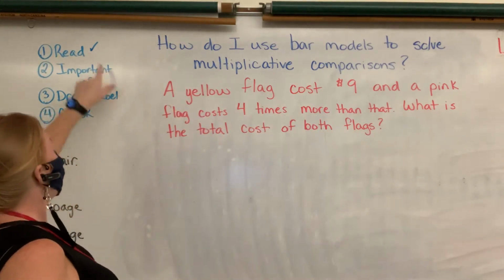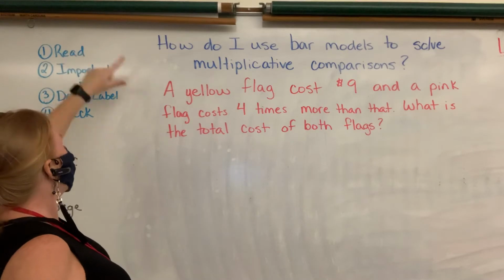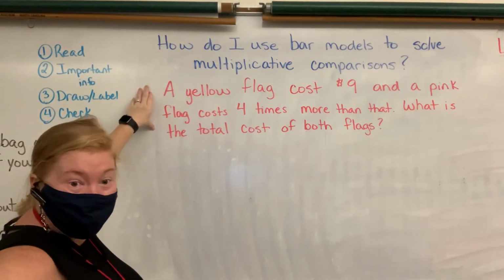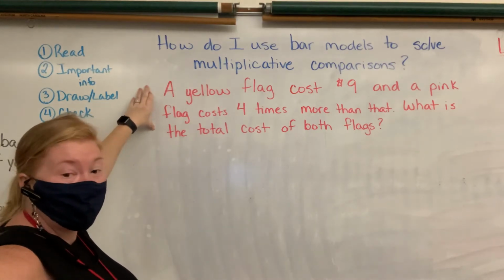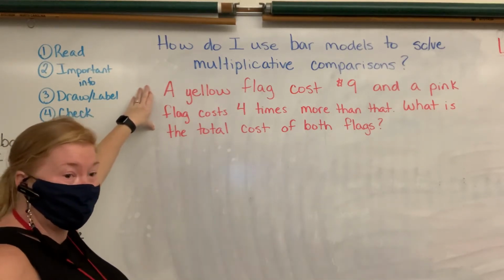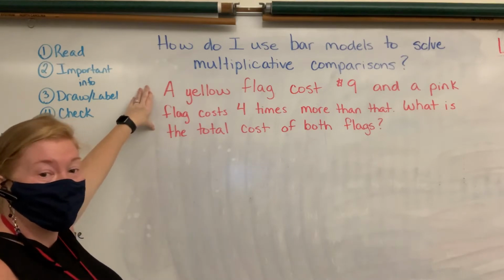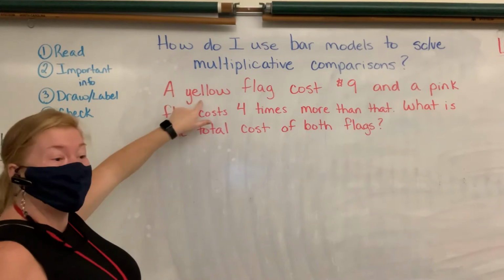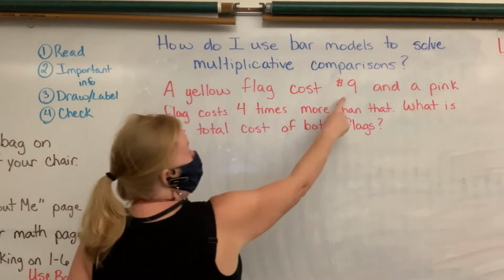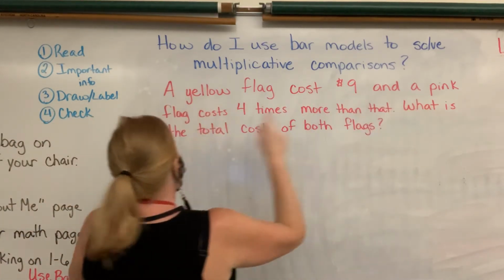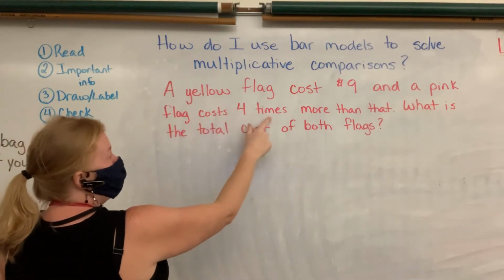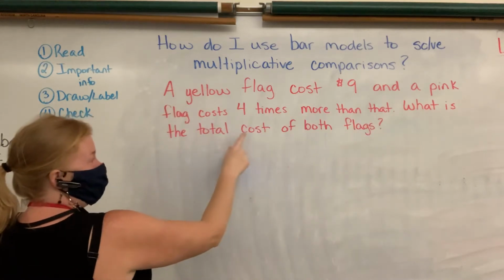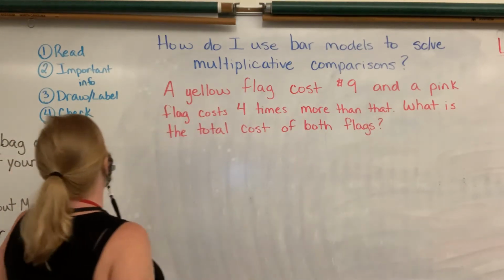All right, so the first step we're going to do is read our word problem. So, those at home, I want to see you mouthing it. Everybody in my classroom and in Miss Todd's classroom, we're expecting you to say these out loud. Let's go. A yellow flag costs $9, and a pink flag costs 4 times more than that. What is the total cost of both flags?